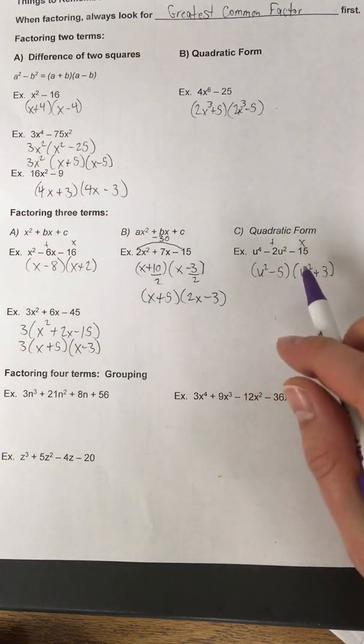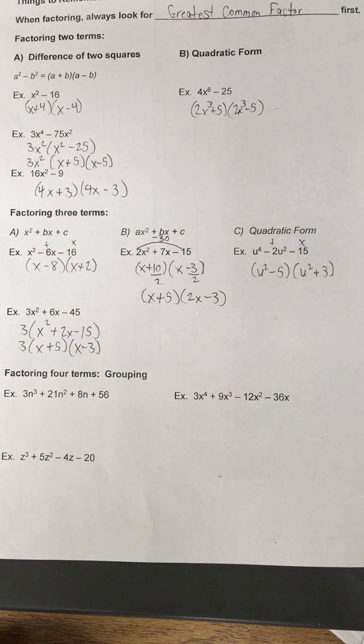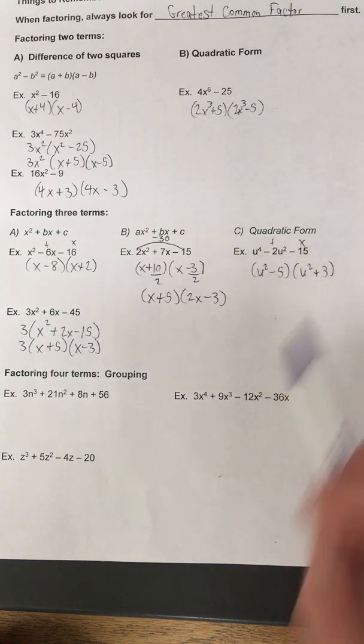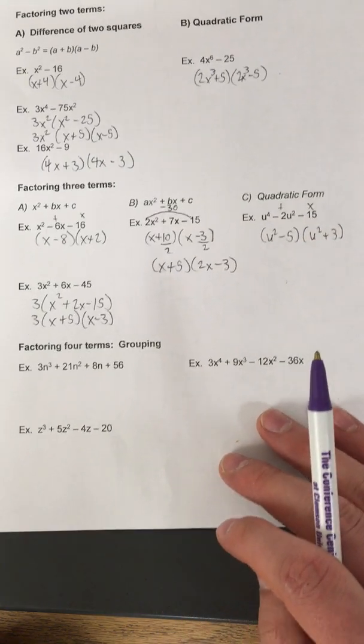Got to have squares so that they multiply to give me u to the 4th. And then nothing more I can do with that. None of these are perfect squares, so I can't split that up anymore. Now, last type of factoring.